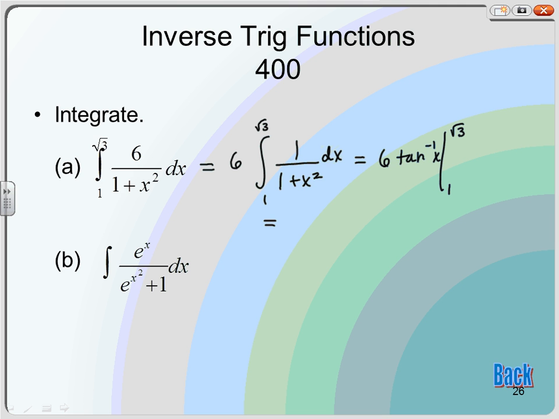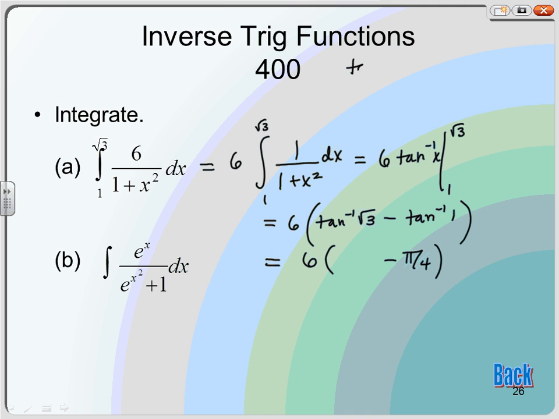Okay, this is where it gets a little interesting because you need to know what these inverse tangent values are. So 6 is going to be on the outside. So inverse tangent of root 3 minus inverse tangent of 1. Well, we just found inverse tangent of 1. We said that was pi over 4. We're good there. But what about the inverse tangent of square root of 3?